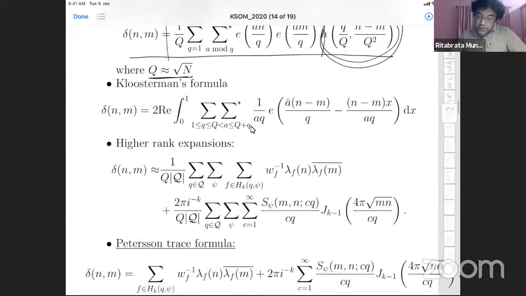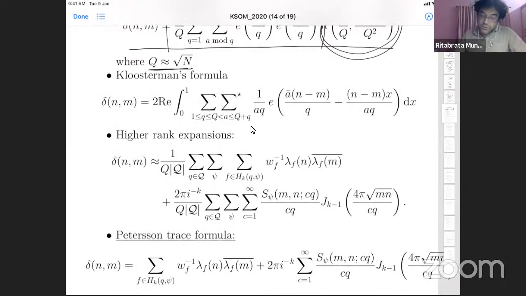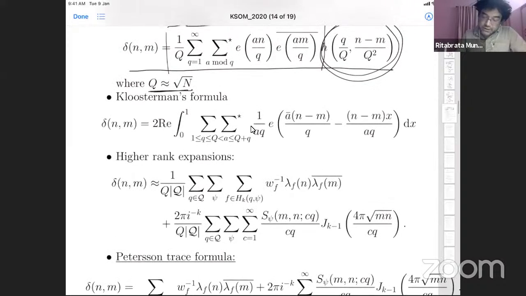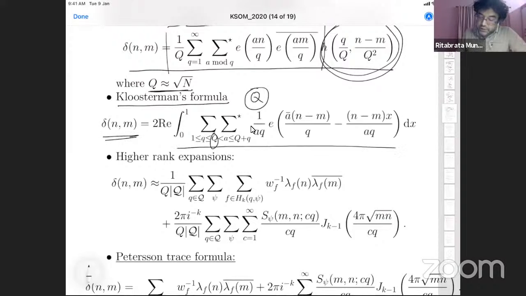But there is also a classical form due to Kloosterman, which is almost equally as good as this in certain situations. This is called the Kloosterman circle method. And here also you have a choice for Q. You pick a Q, any number greater than 1. Then you have this exact formula that the Kronecker delta symbol is twice the real part of this integral.